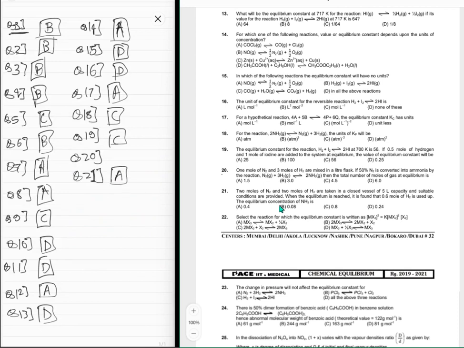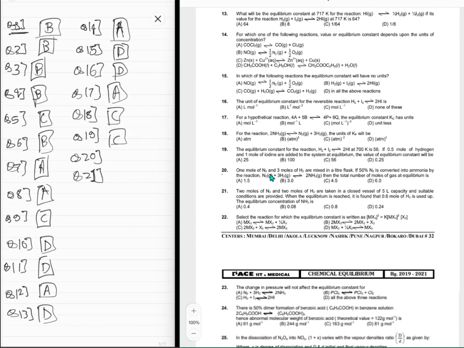What's question number 20? 1 mole of N2, okay. Oh wait, here you have 2 moles of N2. Then this was wrong because we took 1 mole of N2. Why is this so confusing? Okay, let's do question number 20 now.